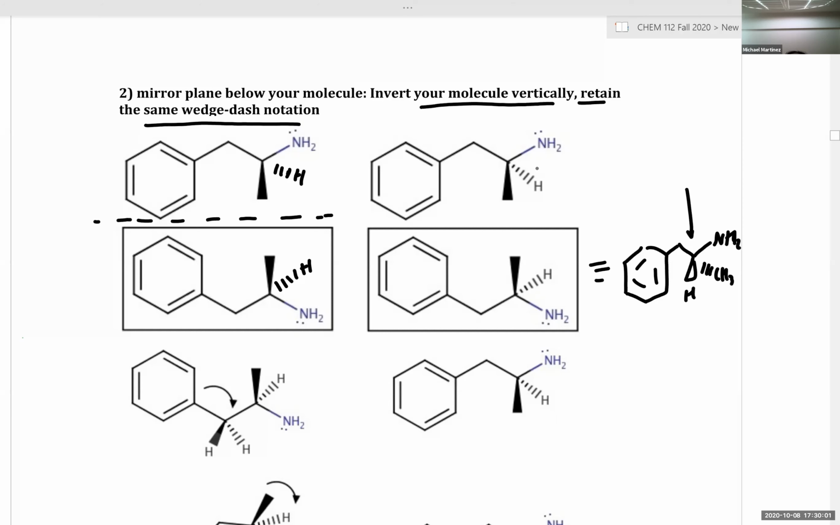And here we can clearly see that the stereochemistry at this chiral center is different in these two molecules. In fact, these two molecules have the exact opposite stereochemistry at each of their stereocenters. Does that make sense to everyone? Does everyone see why we have enantiomers in this case?